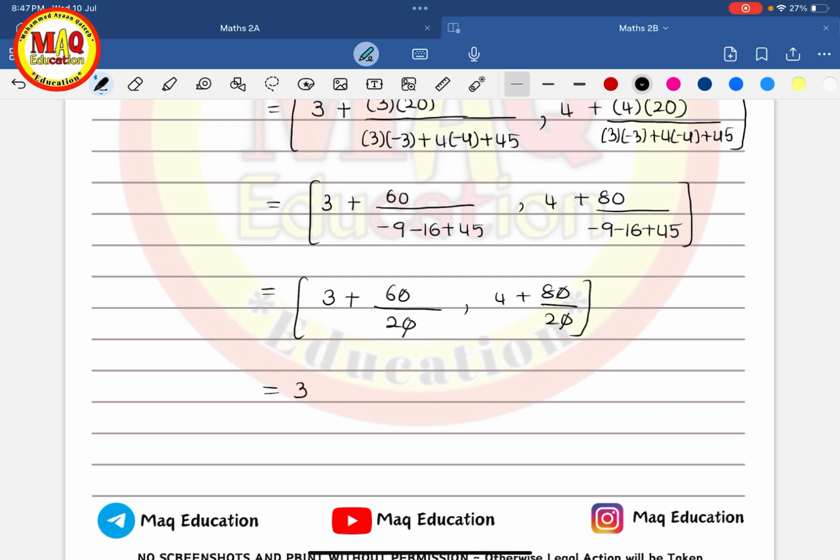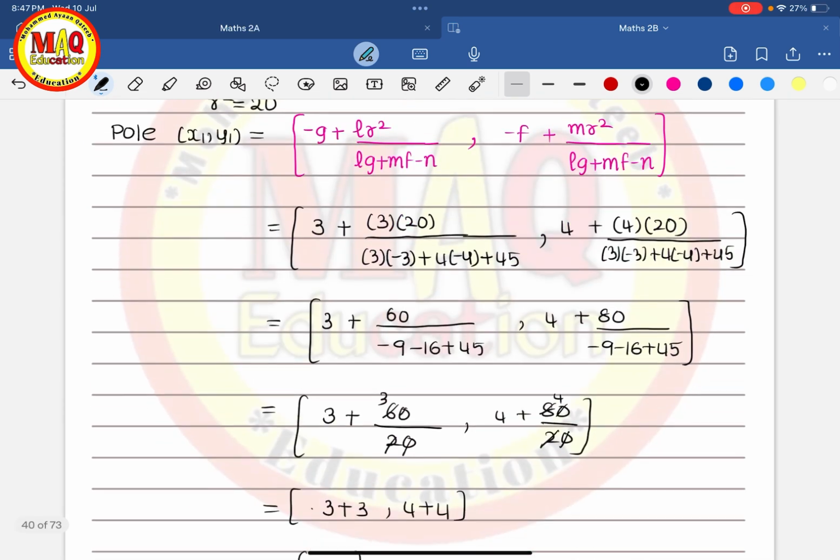Two ones, two threes, two ones, two fours. 3 + 3, 4 + 4. 3 + 3 is 6, 4 + 4 is 8. Therefore, required pole (x1, y1) = (6, 8).